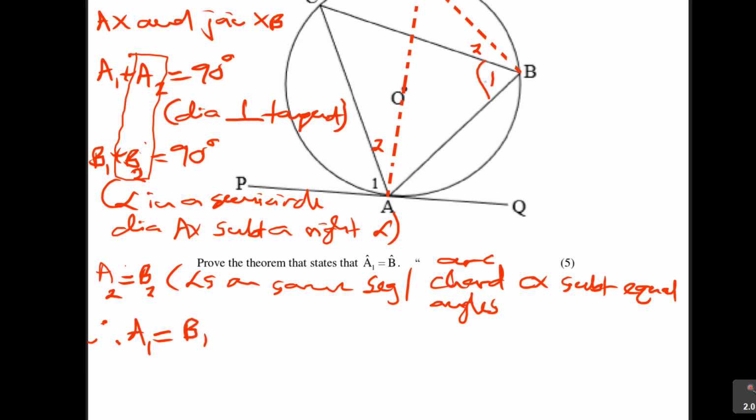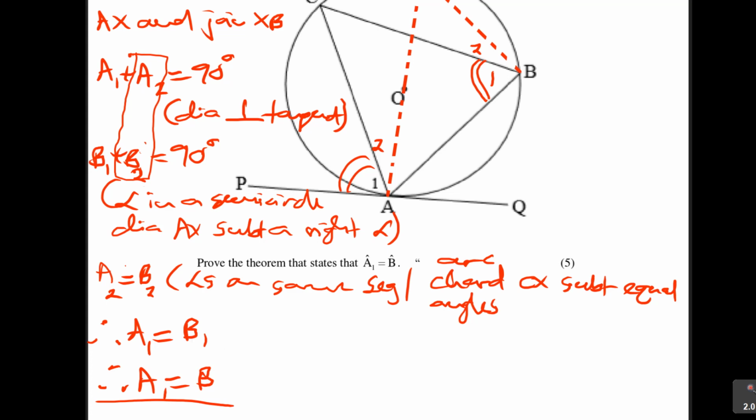Look at B1 and look at A1. So therefore, you can say A1 is equal to angle B, because they called it angle B. I called it angle A1 B1 because I was trying to do my constructions.